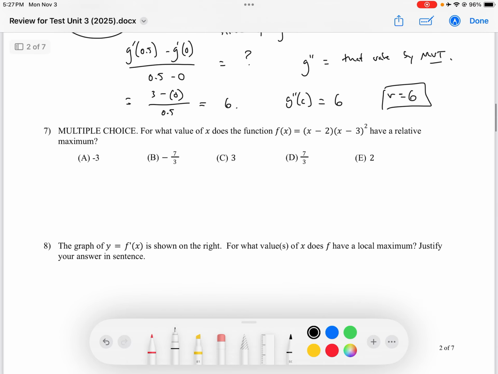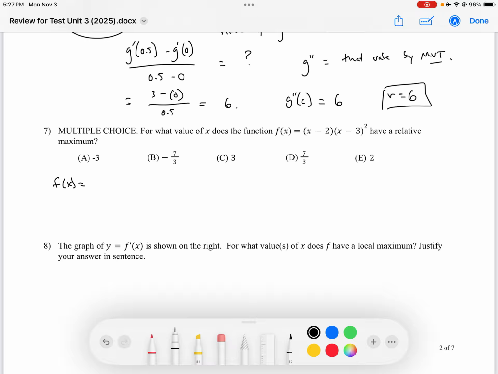For what value of x does this function have a relative maximum? Well, to find a relative maximum, we would need to find the critical points. To find the critical points, we would need to find the derivative. I'm not sure whether it's easier to use the product rule or multiply out. I think I'm going to choose to multiply out.